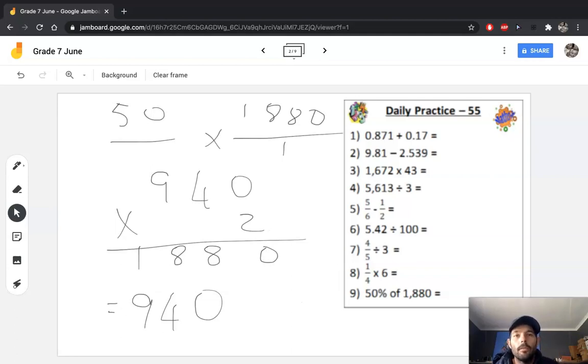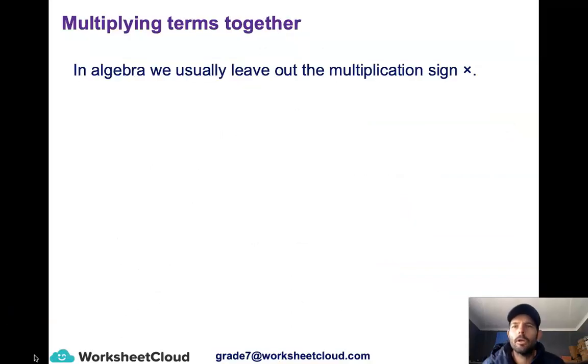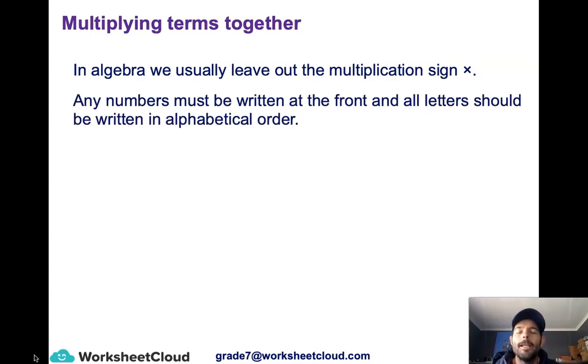Let's get into the main theme for today. Okay, so today we're going to start looking at multiplying terms together. So we're still dealing with algebra. So in algebra, we usually leave out the multiplication sign, so we don't need to use it. Any numbers must be written at the front, and all letters should be written in alphabetical order. So for example, if I said 4 multiplied by A, I only need to write 4A. I don't need the multiplication sign there. Okay, so I need to know that 4A means 4 multiplied by A.